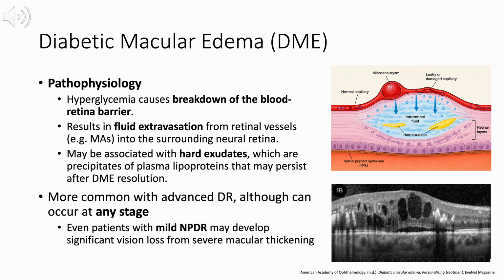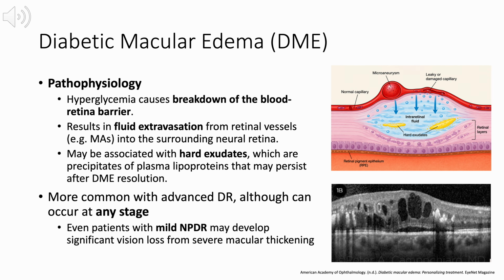Let's now discuss diabetic macular edema, which returns us to the leakage arm of the pathophysiologic cascade we constructed at the beginning of this lecture. The pathophysiology proceeds as follows. Hyperglycemia causes breakdown of the blood-retina barrier. That breakdown results in fluid extravasation from retinal vessels, most commonly microaneurysms, into the surrounding neural retina.